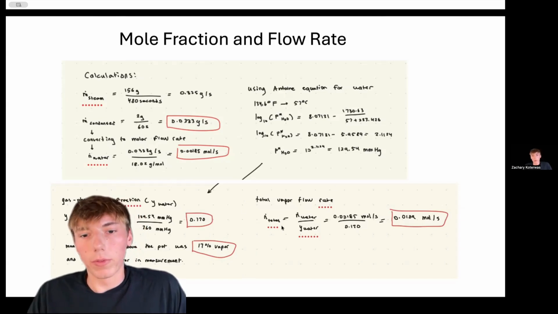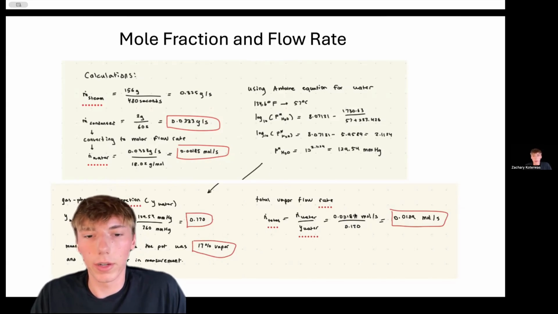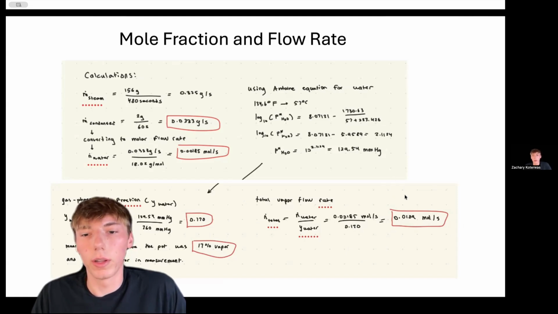And then the total vapor flow rate is the mole flow rate of water over the mole fraction of water, which is just taking the molar flow rate here and the mole fraction right here to get the total vapor flow rate of 0.0109 moles per second.